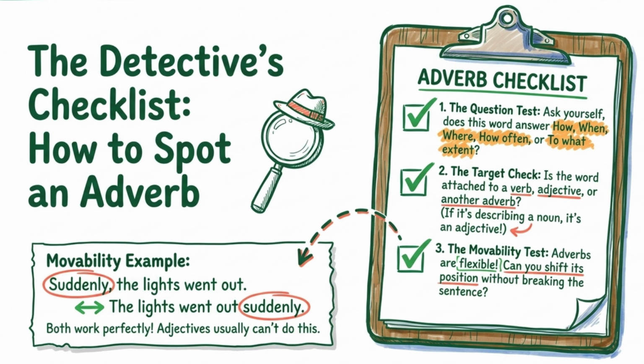The detective's checklist, how to spot an adverb. Three tests settle it. The question test: does the word answer how, when, where, or why? The target check: is it attached to a verb, adjective, or adverb, not a noun? The movability test: can it shift position without breaking the sentence? Suddenly, the lights went out, and the lights went out suddenly both work fine. That flexibility is a strong adverb signal.